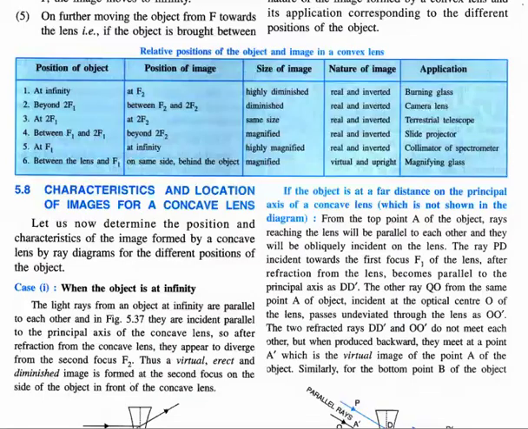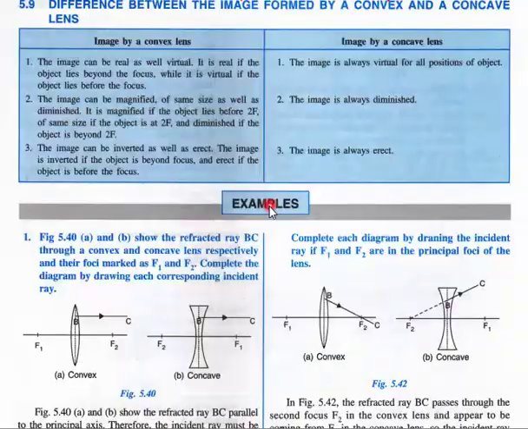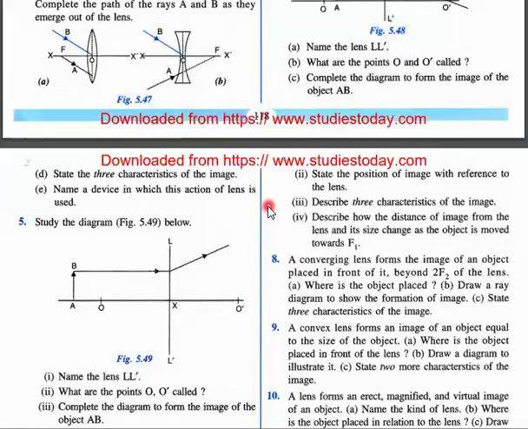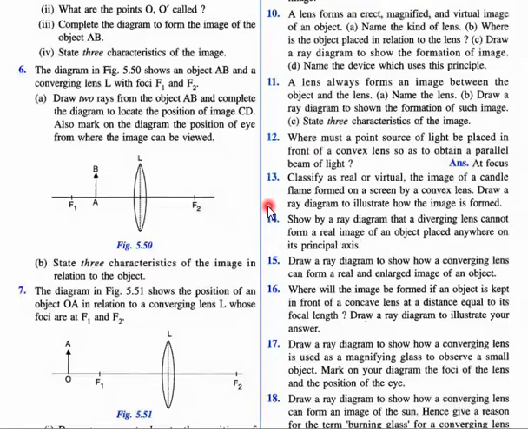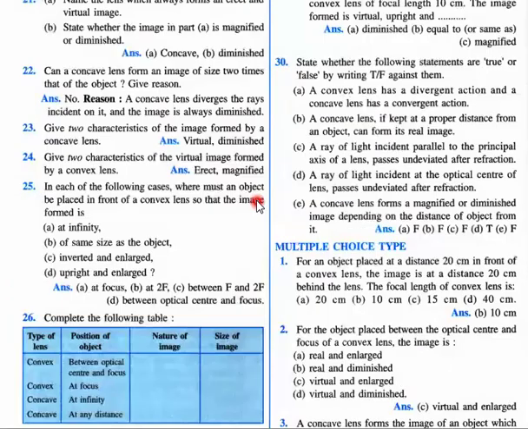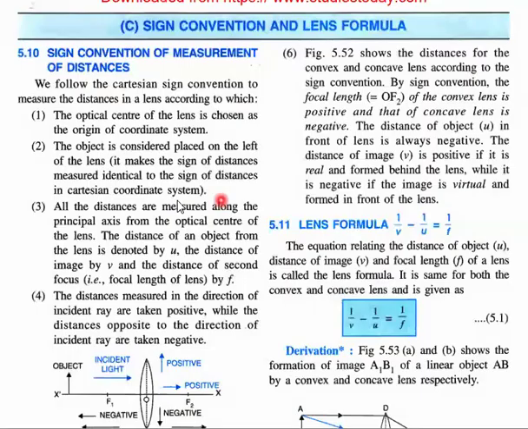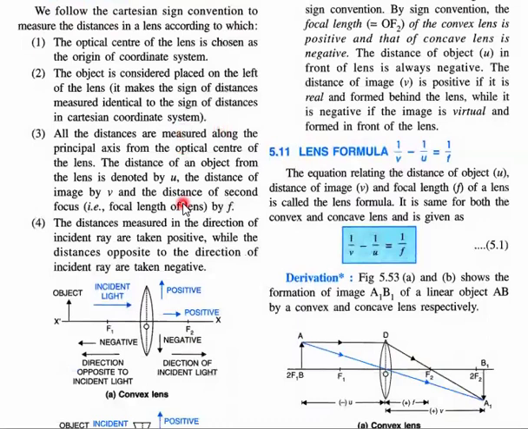Then I just have to remember this table. For the concave, it's not necessary. And yes, we're done with section B. Now we go to section C, which is all about sign convention and lens formula.